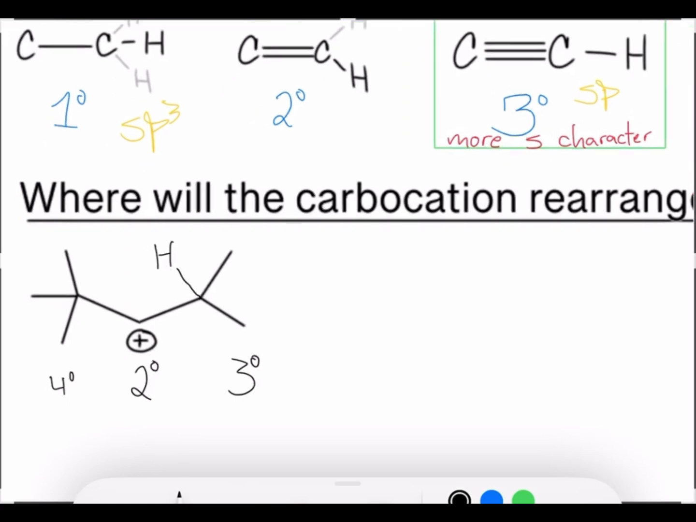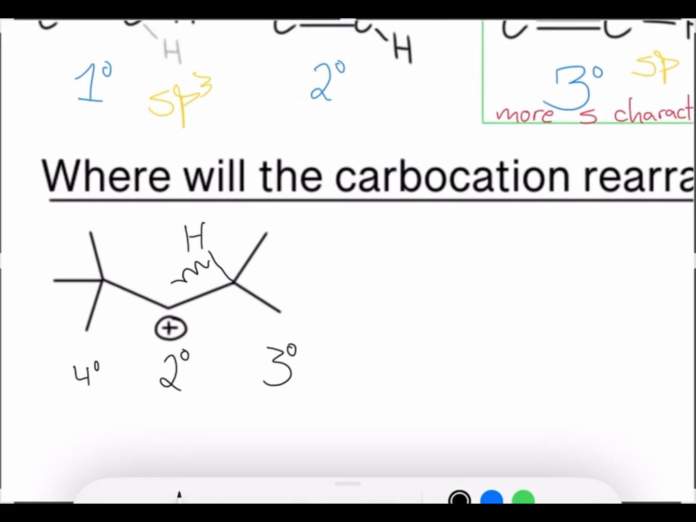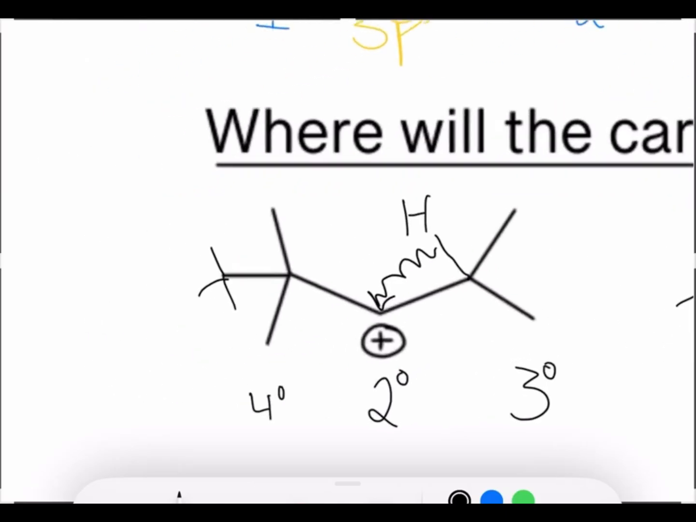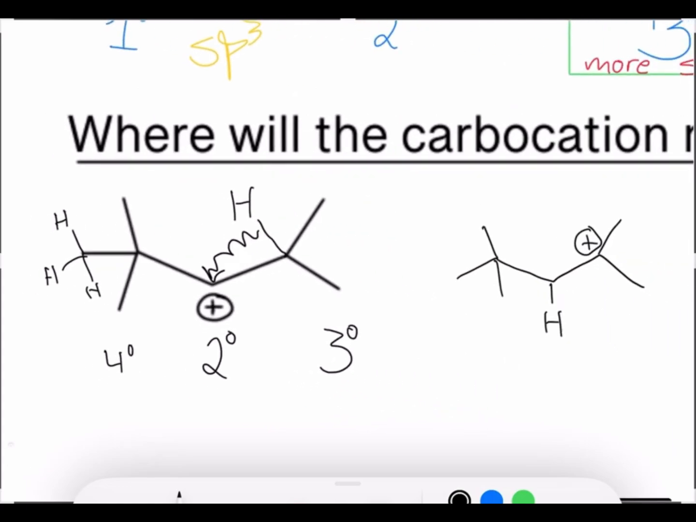Well, in this case, we're actually going to have a hydride shift to get that tertiary carbocation rather than the methyl shift, and that is because it is less energy to move that hydrogen than to move an entire methyl group. If you think about it, that hydrogen is a lot smaller than one of the carbons, where we would have a whole bunch of hydrogens. That's a big molecule, right?